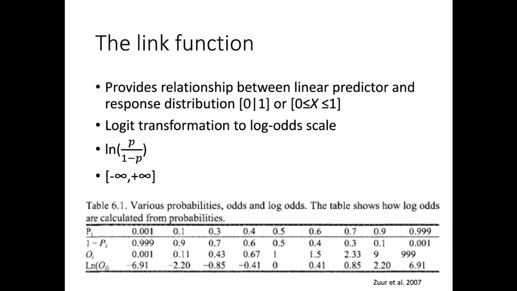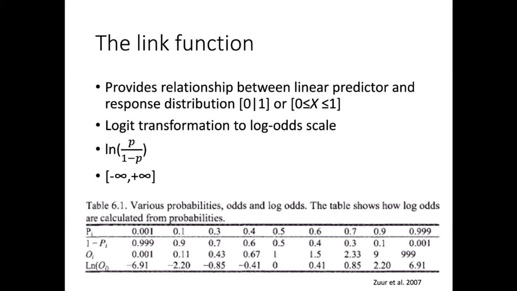Now, one of the challenges with dealing with this type of data and wanting to model it against certain explanatory variables that are continuous is that you need to have a link function. The link function provides this relationship between a linear predictor and a response distribution that ranges from 0 to 1.